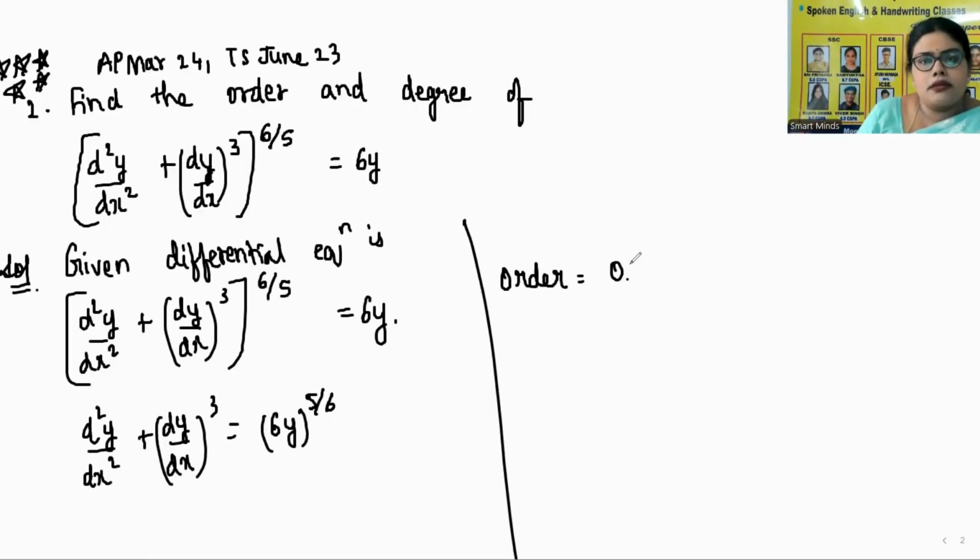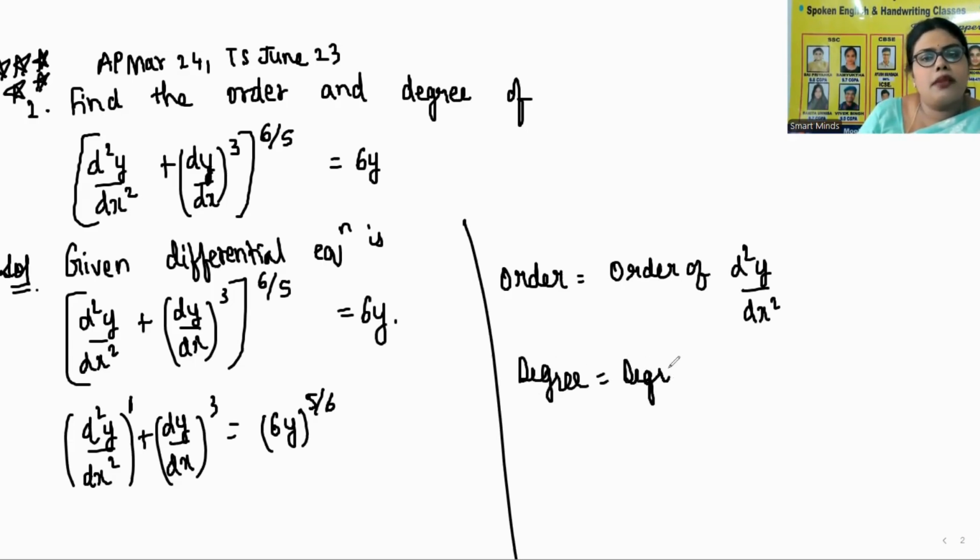Order is the order of d square y by dx square because that is the second order derivative. And what power does it have? It doesn't have any power, which means it has power 1. So degree is equal to the degree of the same term, d square y by dx square. So order is 2 and degree is 1. Isn't it easy?